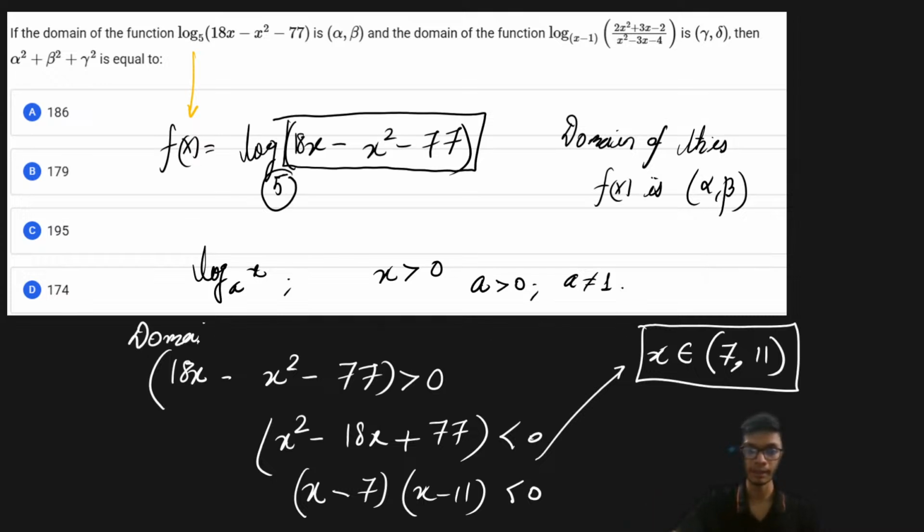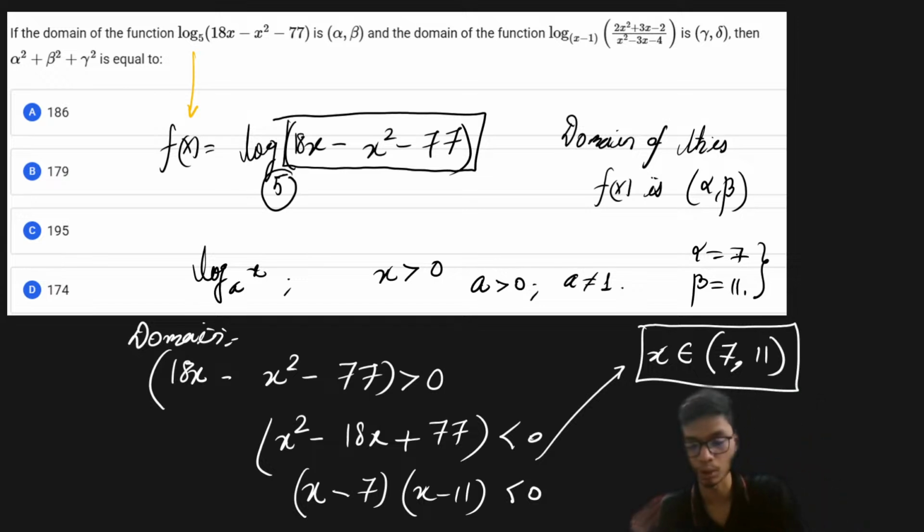So therefore this is going to be the domain. Let me write it over here. The domain part is basically x belongs to (7, 11). So from this particular part we have the value of alpha as 7 and the value of beta as 11. I hope this part is clear and making sense to all of you, right?